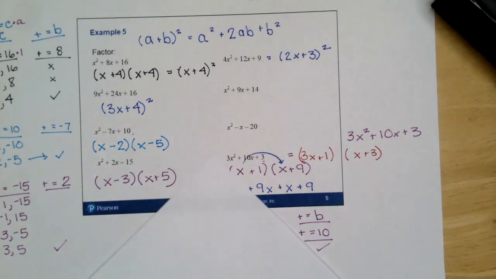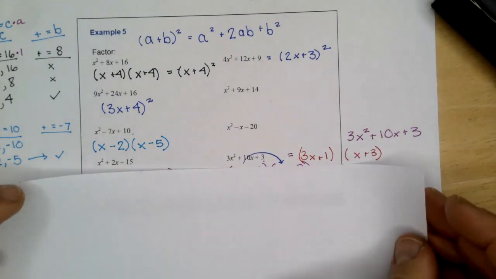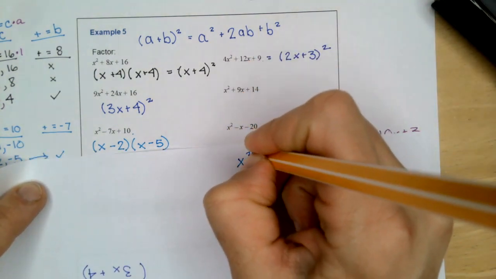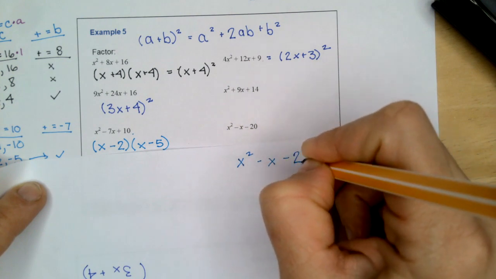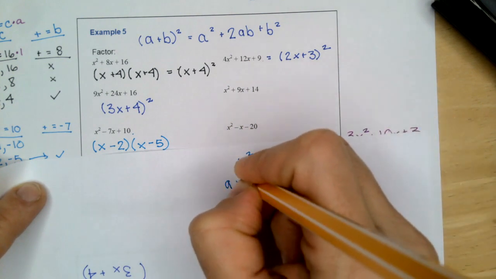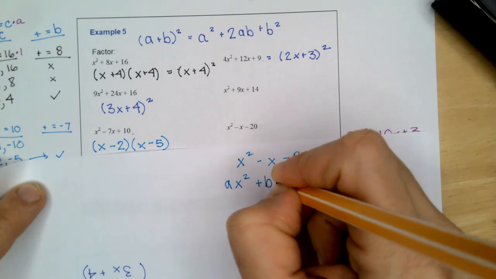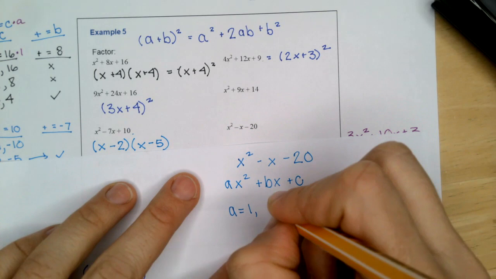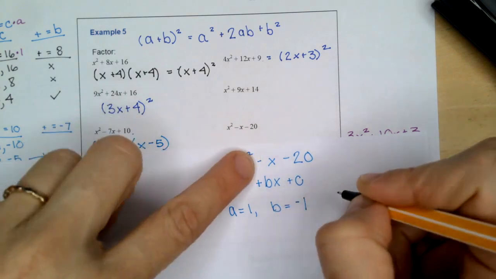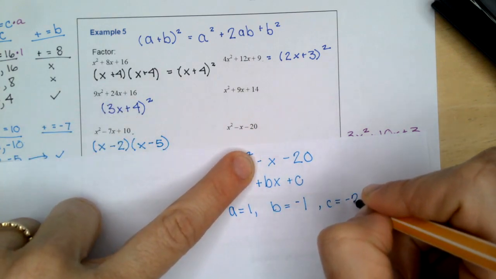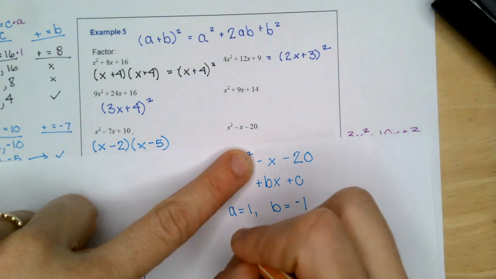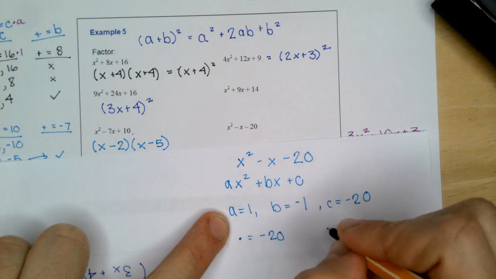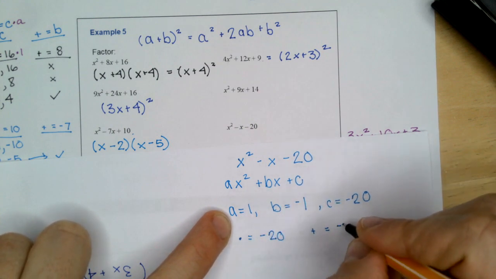Let's look at two more of what to do if the a is just 1. x squared minus x minus 20. So again, we have ax squared plus bx plus c. So in this case, a is 1, b is a negative 1 because it's a negative x, and c is negative 20. We want it to multiply to equal c times a, which is just negative 20. And we want it to add to equal b, which is negative 1.